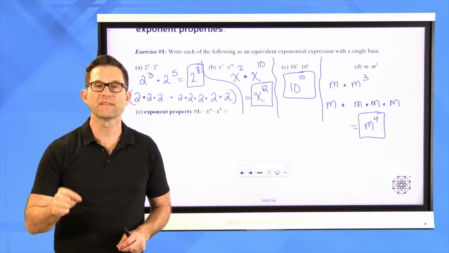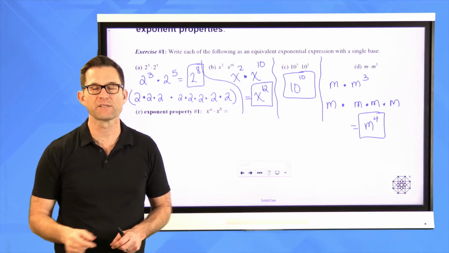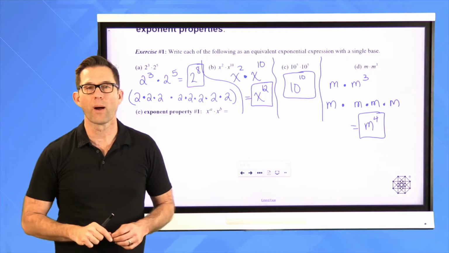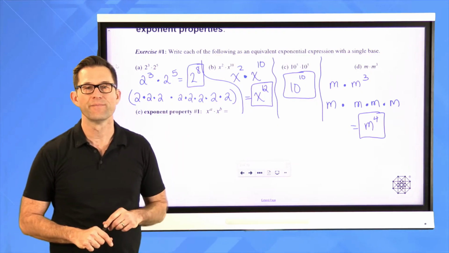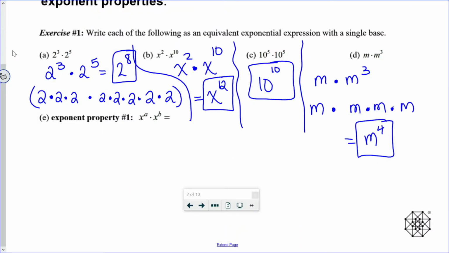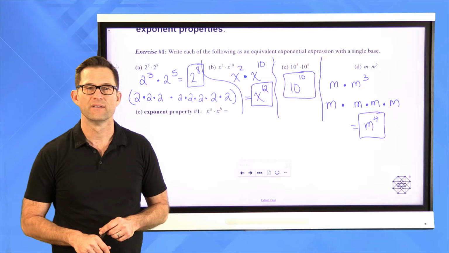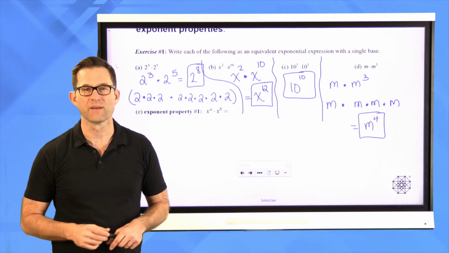Now, this gets us to an exceptionally important exponent property, the most important property of all, letter E. X to the A times X to the B is equal to what? Why don't you see if you can write something down?